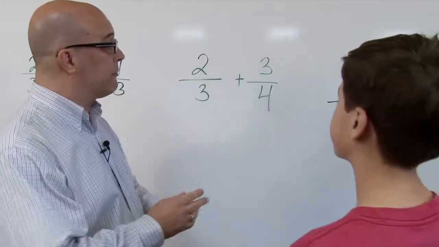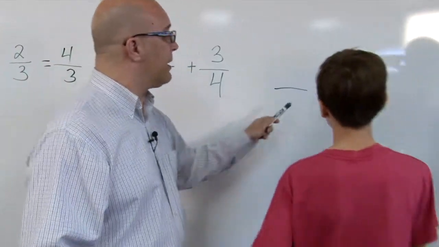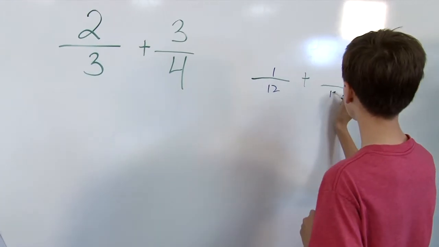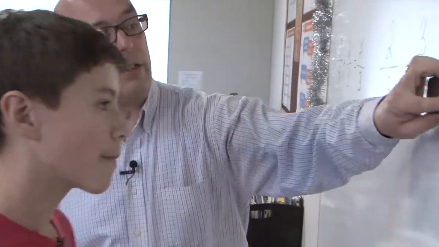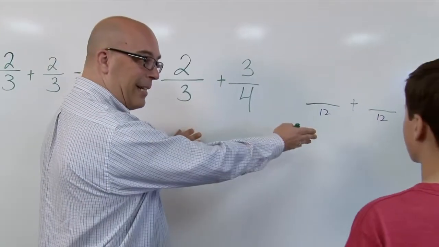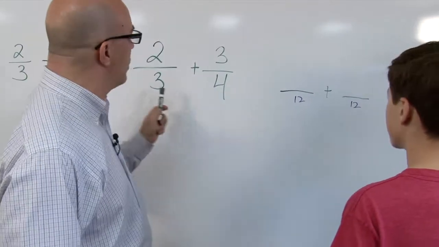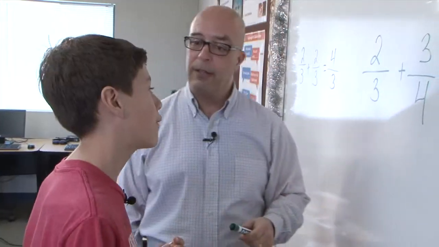12. Perfect. All right, so why don't you go ahead and put 12s down here on the denominators. Oh, on the bottoms. There you go. So we're going to turn these into 12s. That way they have a like denominator now, okay? But we turned this from a 3 to a 12. How did you go from 3 to 12? Times it by 4. Perfect.